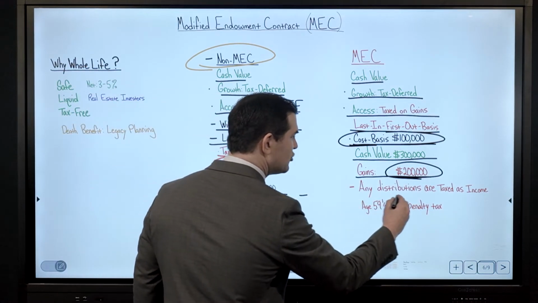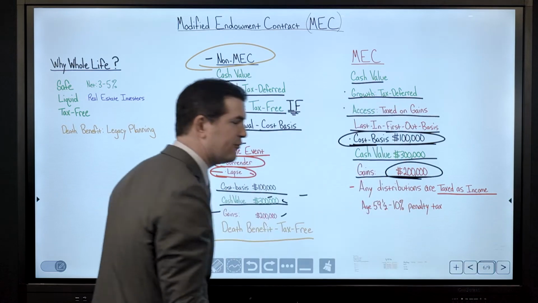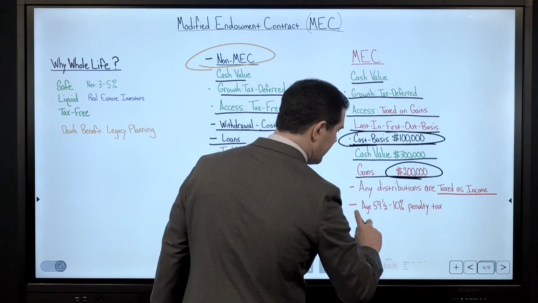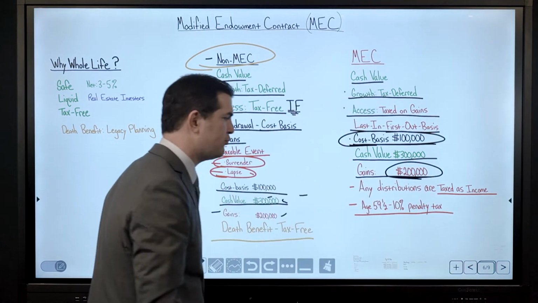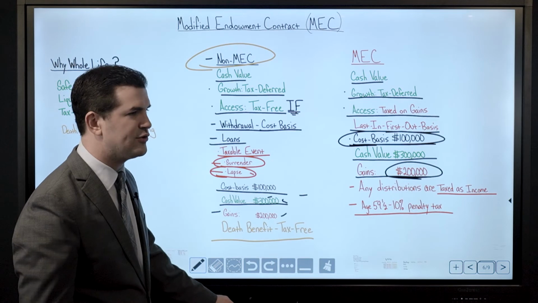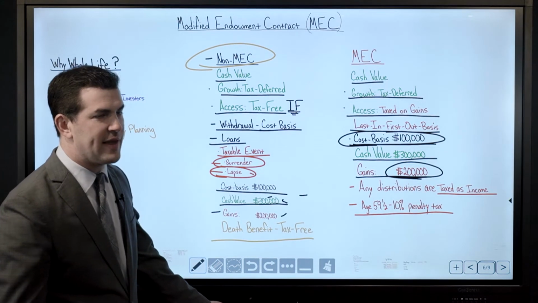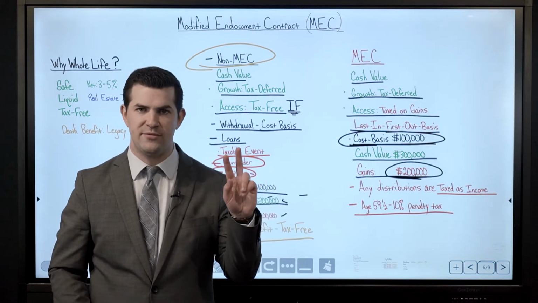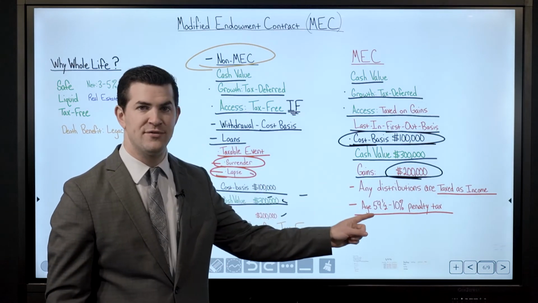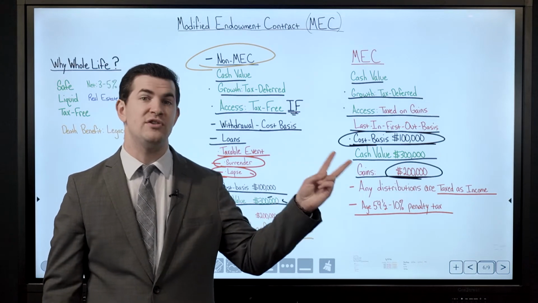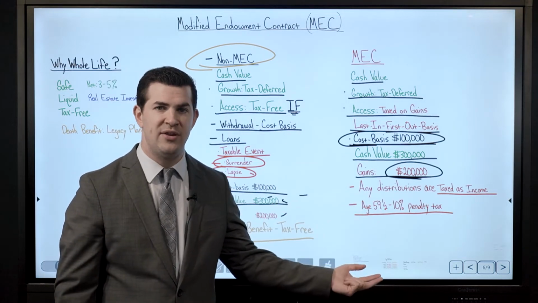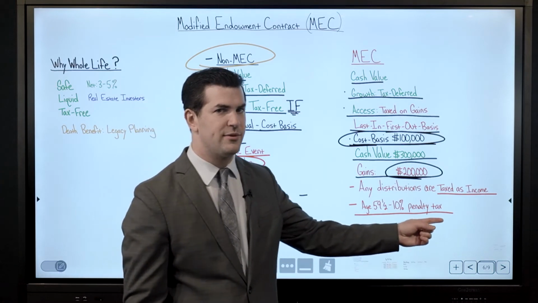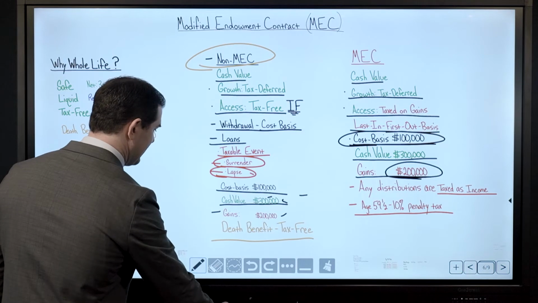Next, any distributions you take from that MEC policy, from a modified endowment contract, are taxed as ordinary income. And then in addition to that, if you touch it prior to age 59 and a half, there's a 10% penalty tax. That 10% penalty tax will almost always exist with the exception of two reasons. One is if you're over the age of 59 and a half. Two, if you're disabled. If you're under the age of 59 and a half and you have a disability, then you could be exempt from that 10% penalty tax.